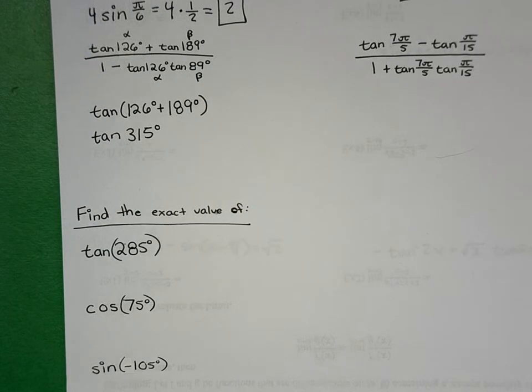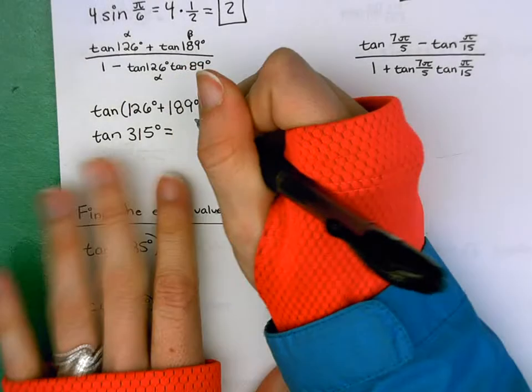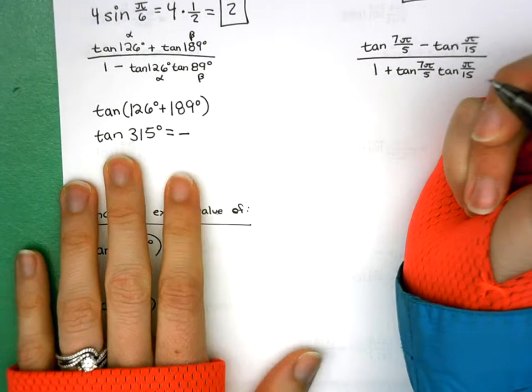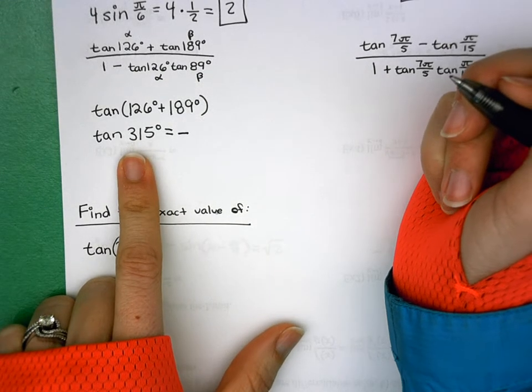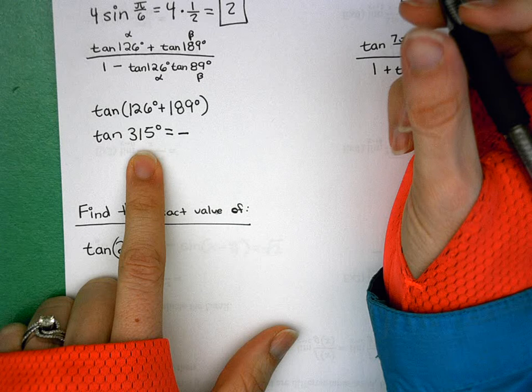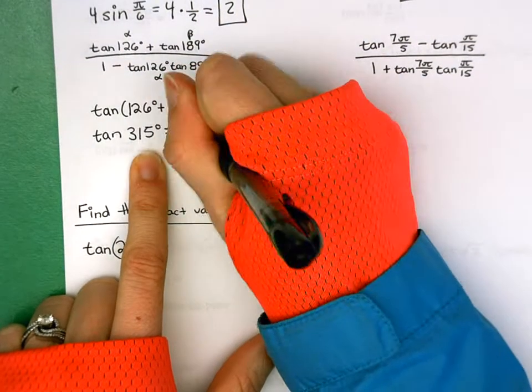We do know what the tangent of 315 degrees is. 315 degrees is a 45-degree angle in the fourth quadrant. Since we are in the fourth quadrant, cosine would be positive, so tangent would be negative. This is the 45-degree angle in that quadrant, so what's the tangent of 45 degrees, or in this case 315? It would be 1, so our answer is -1.